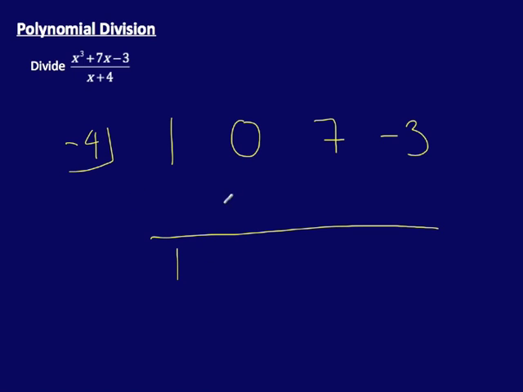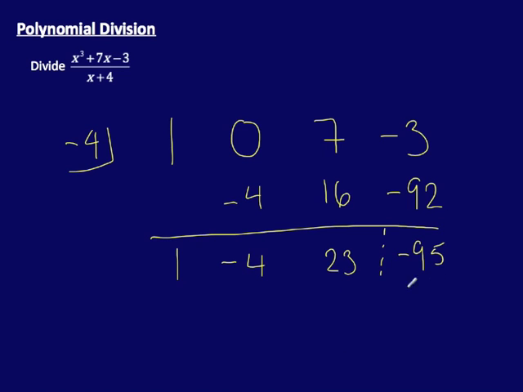1 times negative 4 is negative 4. 0 minus 4 is negative 4. Negative 4 times negative 4 is 16. 7 plus 16 is 23. 23 times negative 4 is negative 92, which leaves us with negative 95 as a remainder.